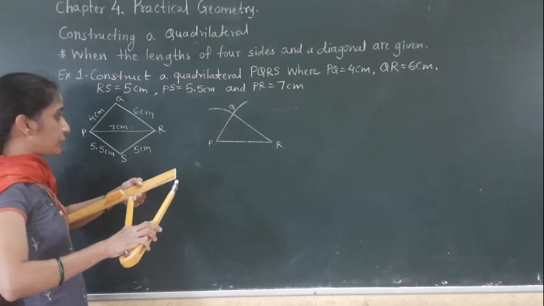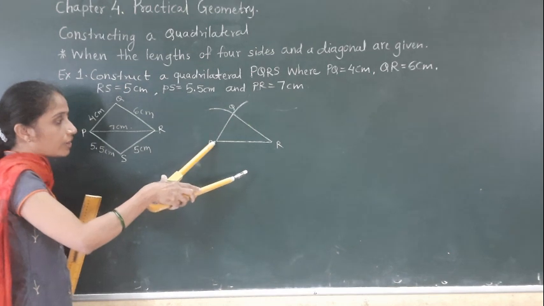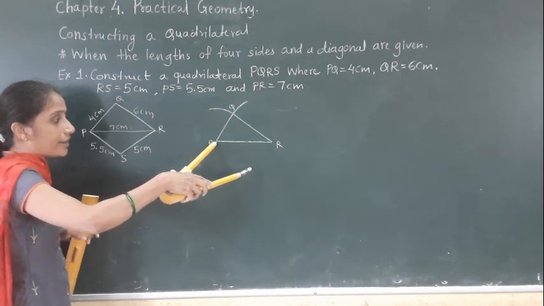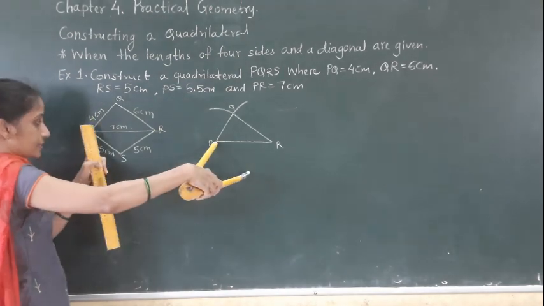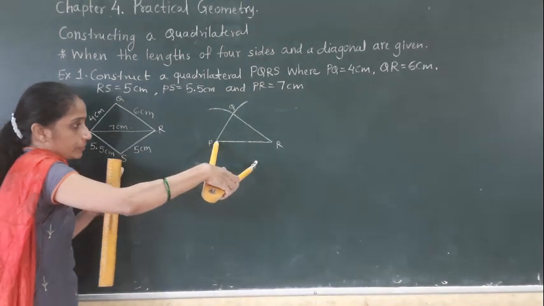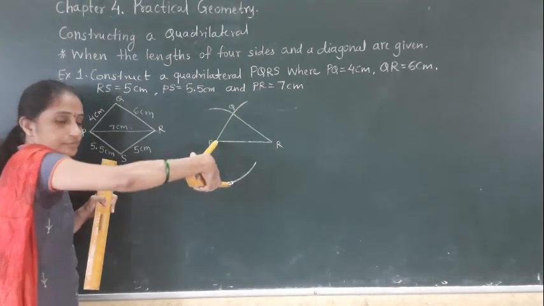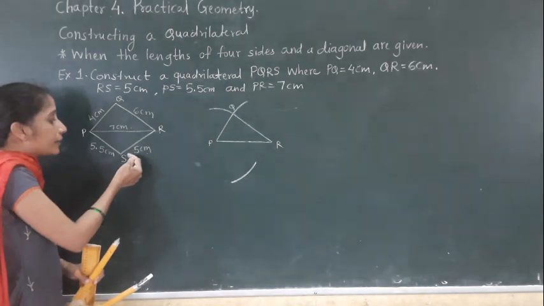Take 5.5 centimeter radius in your compass. So with P as a center and 5.5 centimeter radius, draw an arc. Which side? Down side. You see where S is? S is down, so here. Draw an arc.